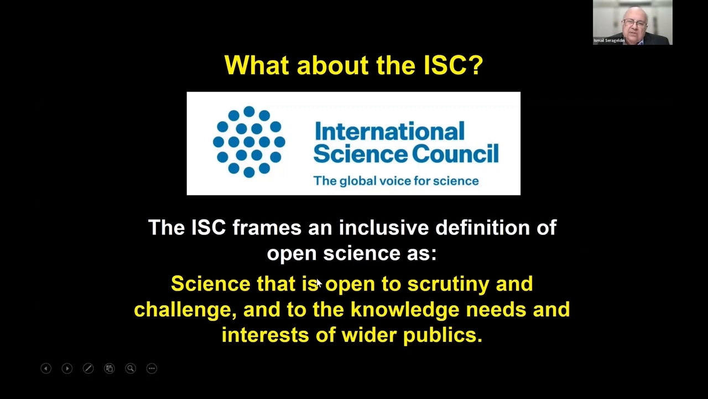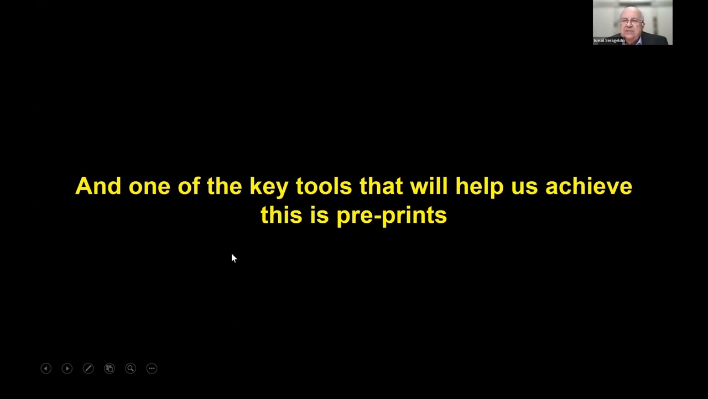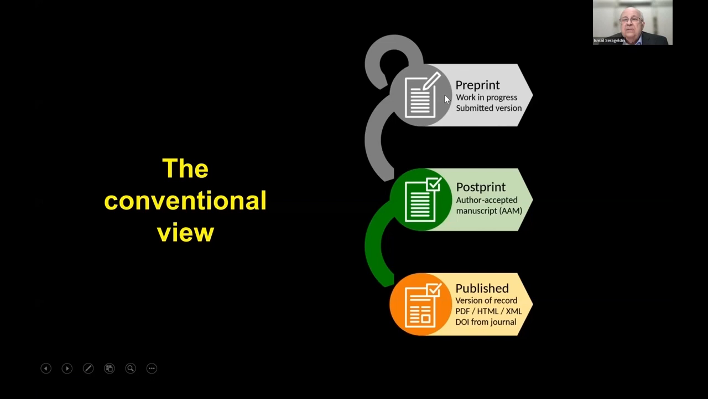And one of the key tools that will help us in this is preprints. So what are preprints? Well, a preprint is a work in progress that an author is about ready to send for publication. Then usually you go through a review process, and then it goes to a postprint, which the author gives to the publisher as the manuscript, and then the publisher publishes it. So we are saying, can we not see what is happening here?